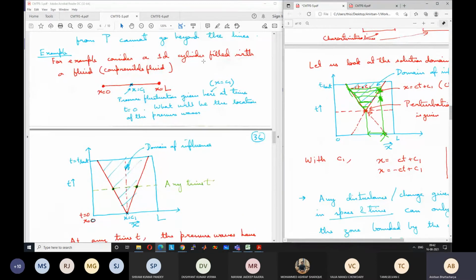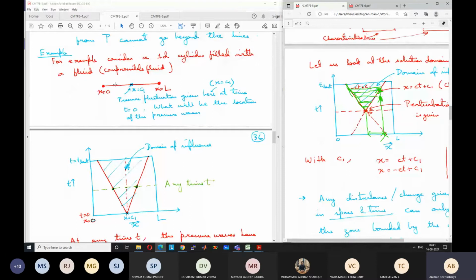So for example, consider a 1D cylinder filled with a compressible fluid. That's why I'm saying compressible fluid, because otherwise there is no meaning of pressure waves. A pressure fluctuation is given at x equal to c1 at time t equal to 0. What will be the location of the pressure waves? We know that pressure waves travel with the speed of sound c. So after time t, the pressure wave will be at a distance of c into t from this point. Its location will be c1 plus ct in this direction, and in the other direction, it will be c1 minus ct.